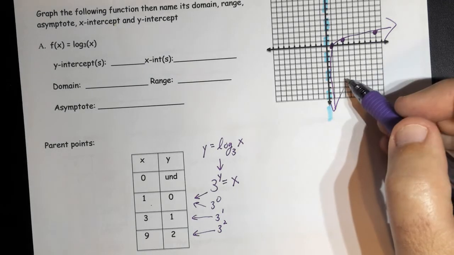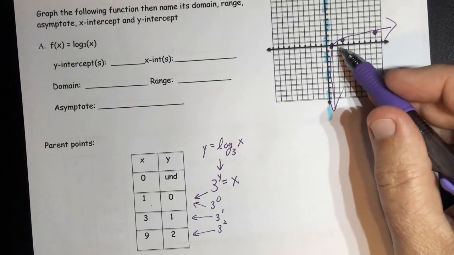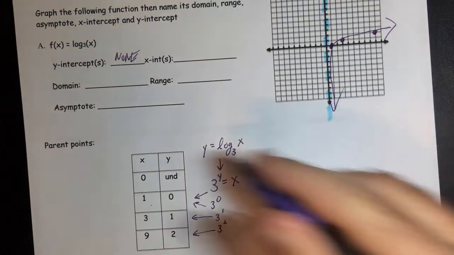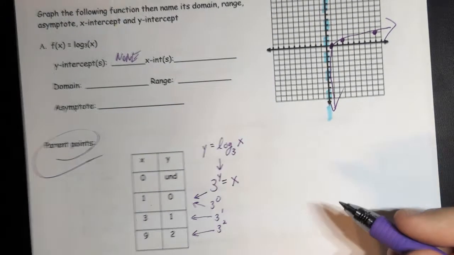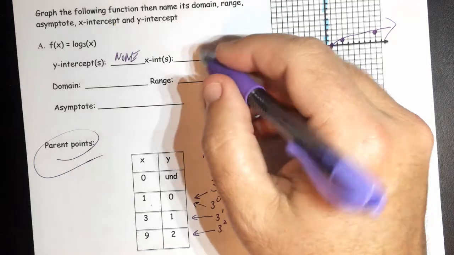So the things we can get from this is, do I have a y-intercept? No, I don't. Now remember this is a parent, so we're talking about its parent. X-intercept? Sure do, here at (1, 0).